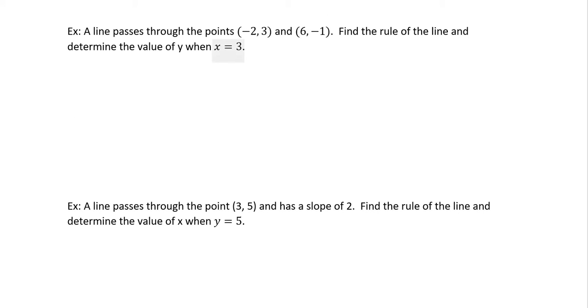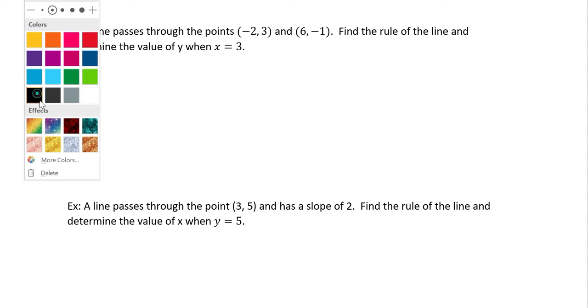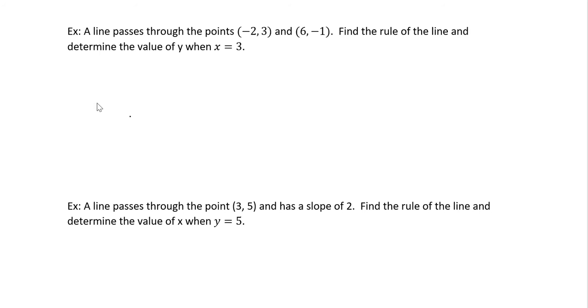A line passes through the points (-2, 3) and (6, -1). Find the rule of the line, and determine the value of y when x equals 3. Well, just like it says in the question, our first step is going to be to find the rule of a line. So we need A and we need B.